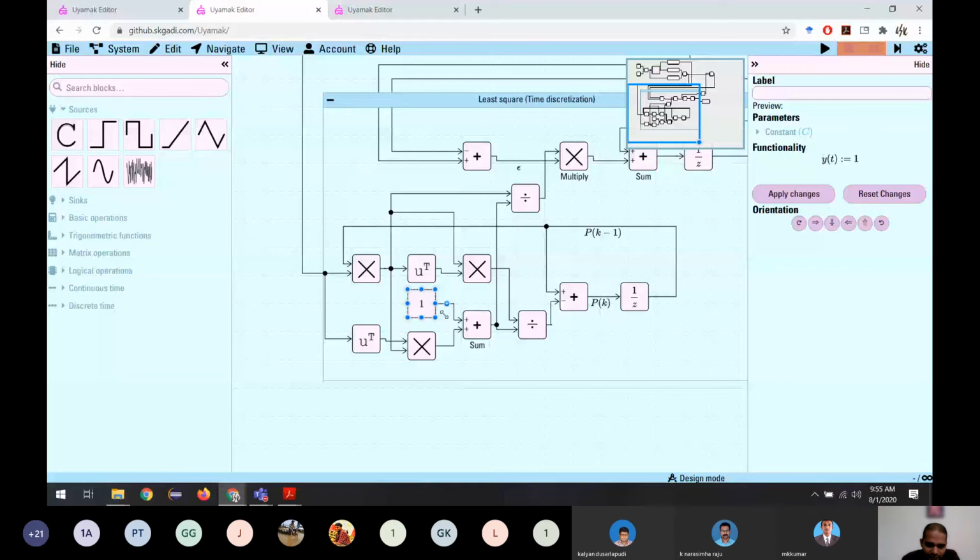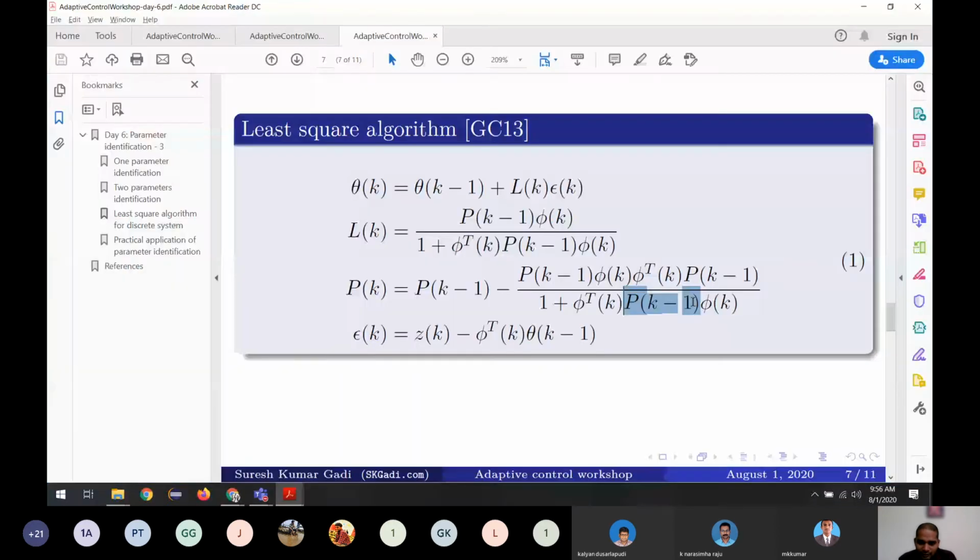This is phi. So this is phi transpose. So what's the second term we want? It is p, the previous value of p, times the phi. So this is phi times the previous value of p. We get this value and we are multiplying this, so we are getting this term. So 1 plus this term is the denominator for this. So we are getting up till here.